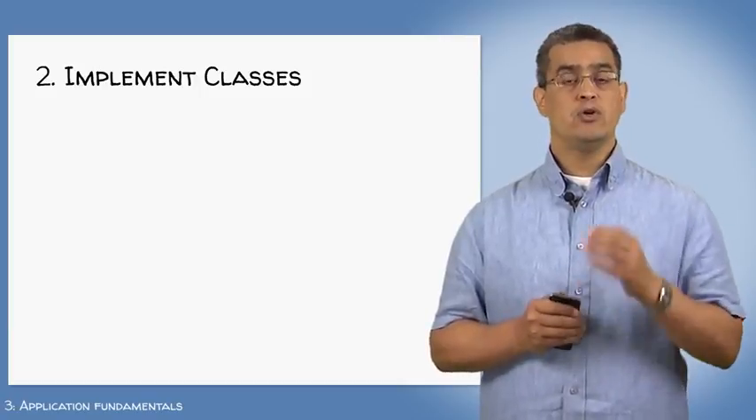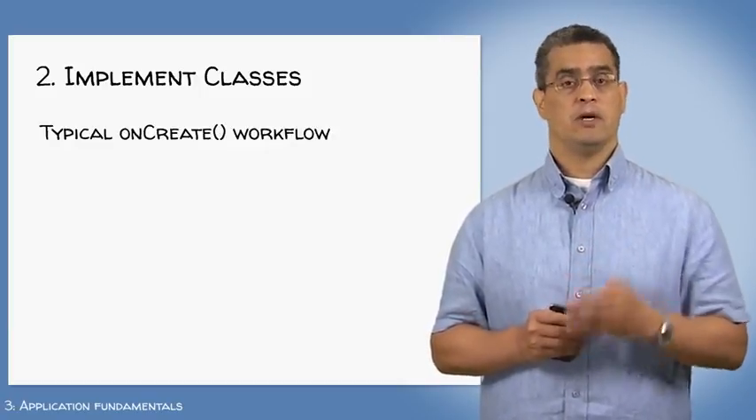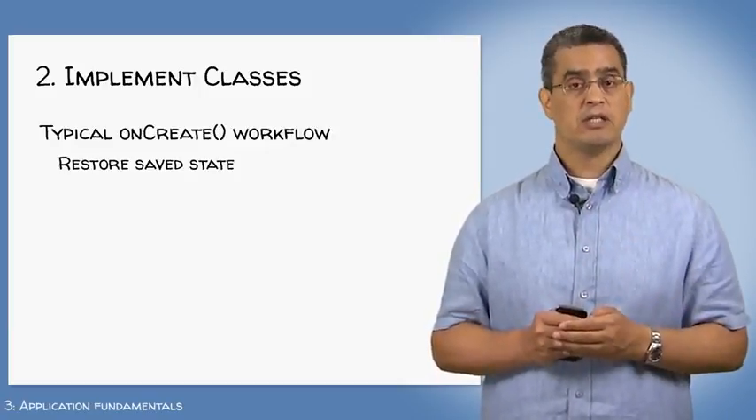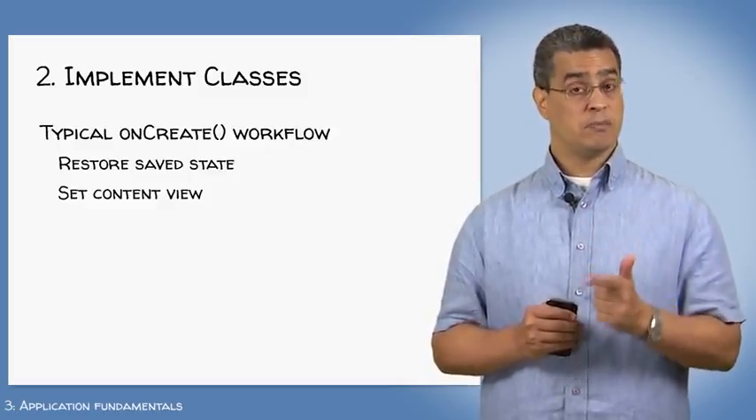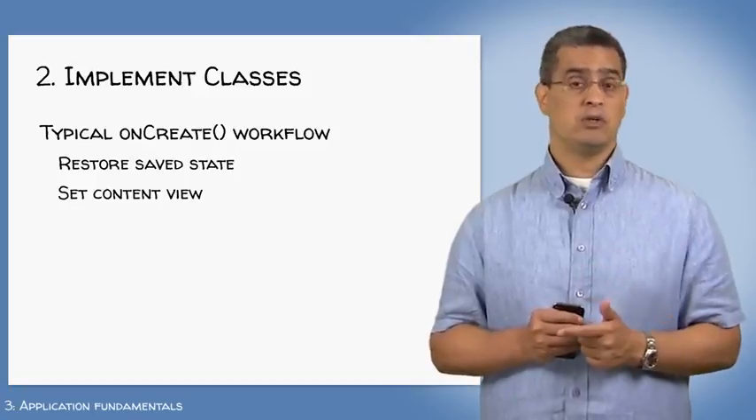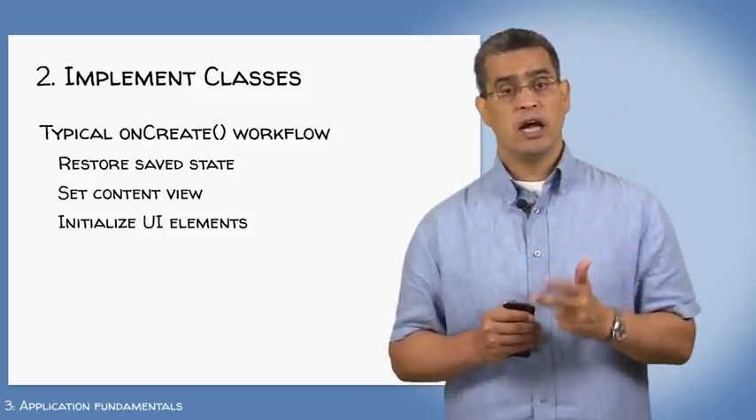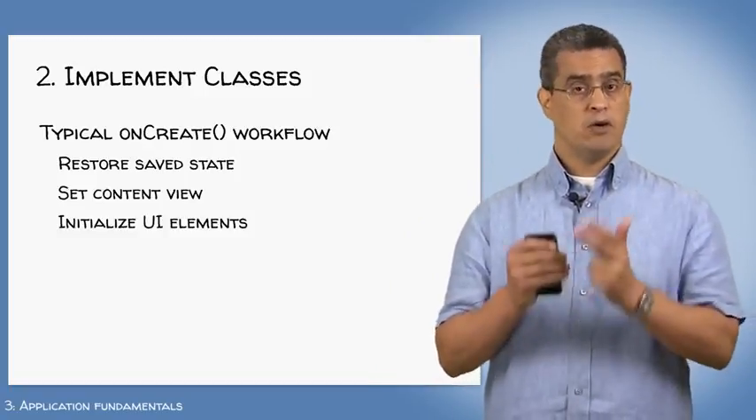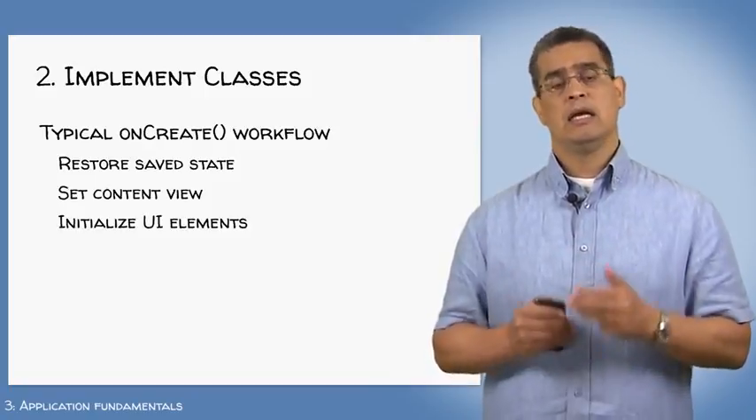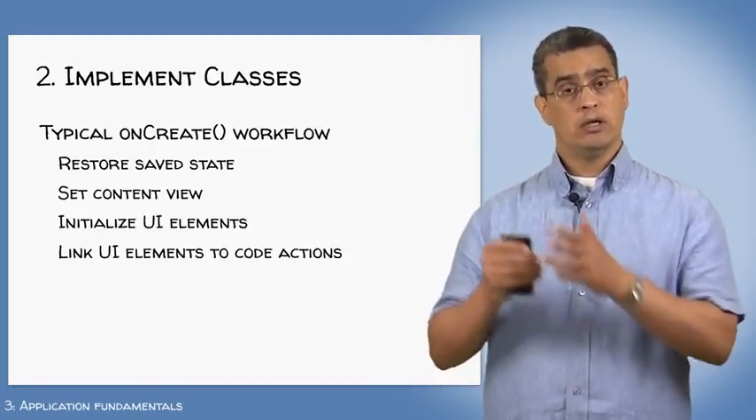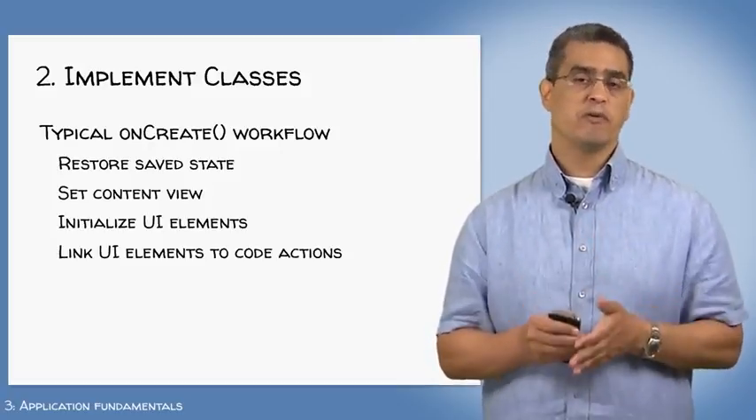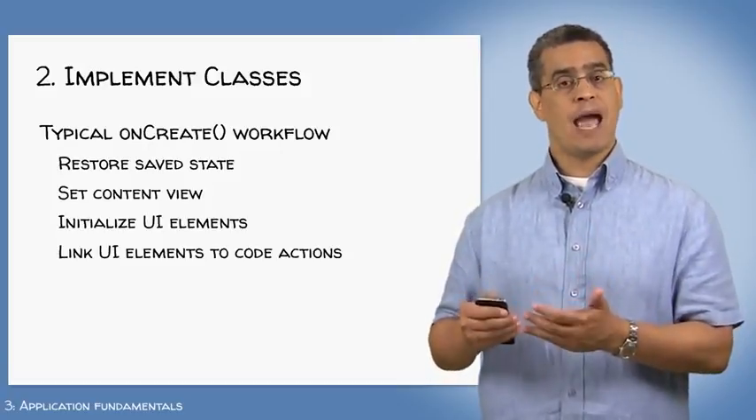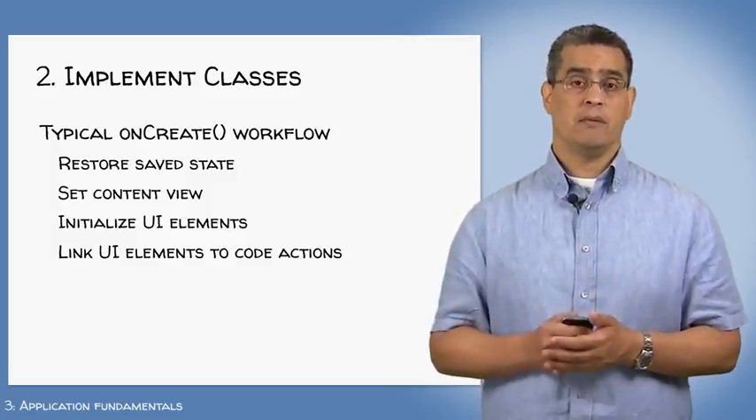In onCreate, you usually do the following 4 things. You restore saved application state. You set the content view, which tells Android what to display as the activity's user interface. You initialize specific elements of your activity's user interface. And last, you attach code to those user interface elements so that specific actions will be performed when the users interact with these user interface elements.